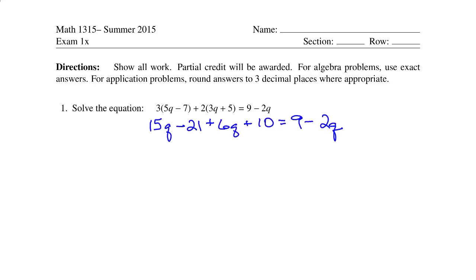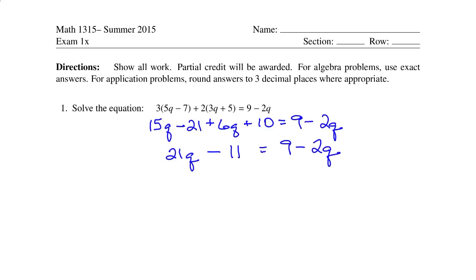It's a linear equation, so I need to get all the q's to the left and all the numbers to the right. So first let me simplify the left side. 15q plus 6q is 21q. Minus 21 plus 10 is negative 11.